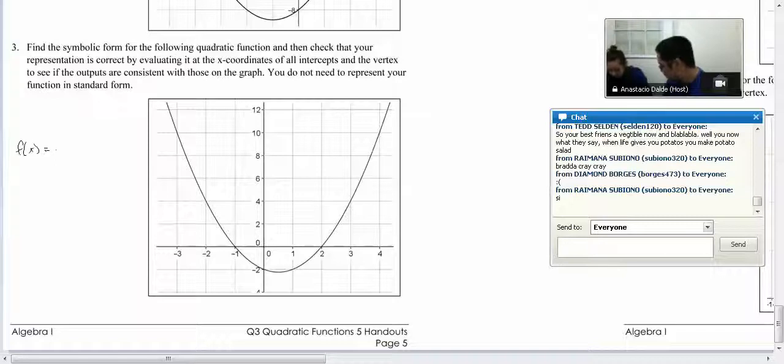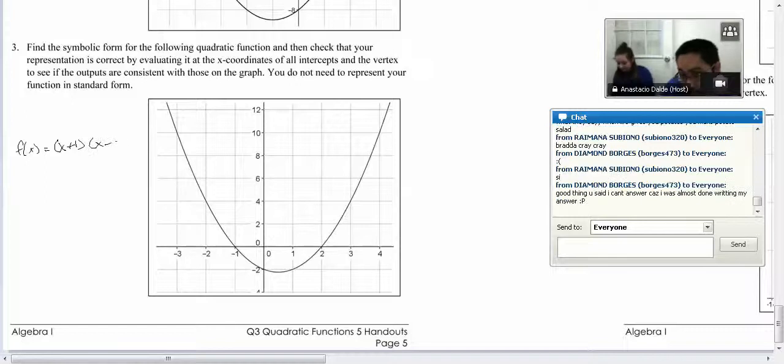There. That's correct. All right. X plus 1 times x minus 2. The reason why I said no is because you had that extra x squared in front of it, and that wouldn't have made any sense. But this is right. F of x equals x plus 1 times x minus 2.